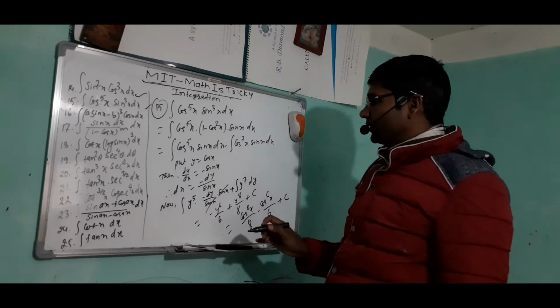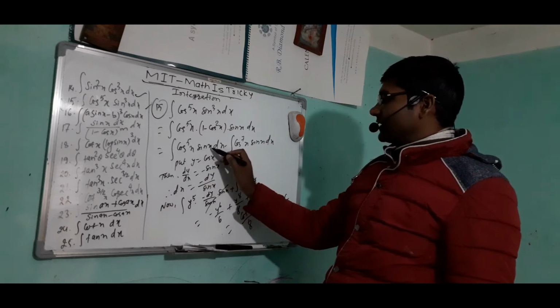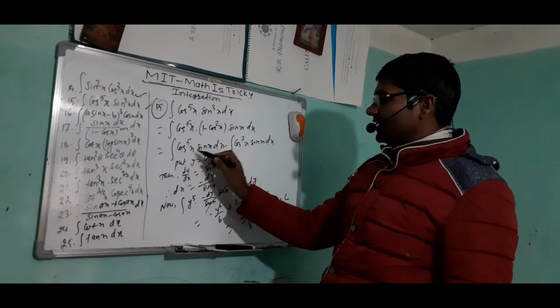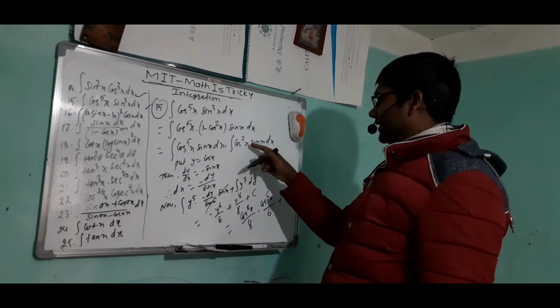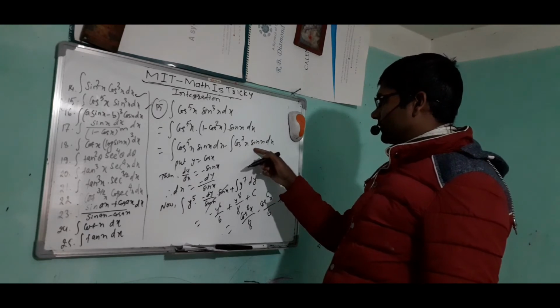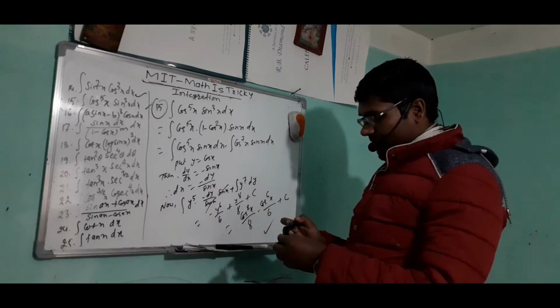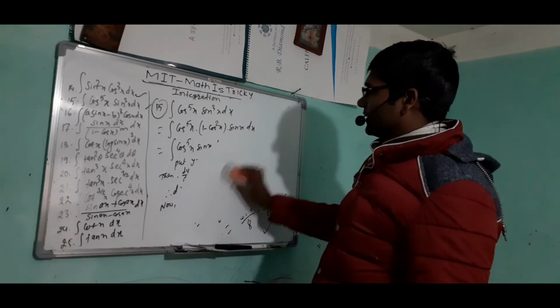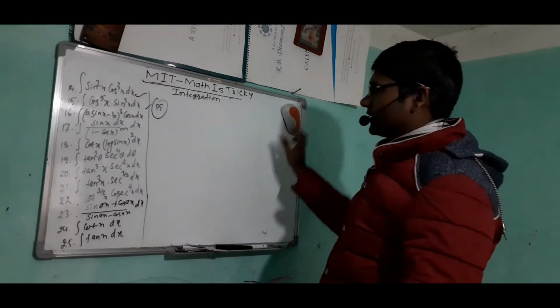This is our answer, or you can put the answer directly. The derivative of cos x is minus sine x, so you can balance it, and that gives minus 6 by 6, and again plus cos power 8 by 8. We get the answer directly. Use this method in entrance exams. Let's see question number 16.